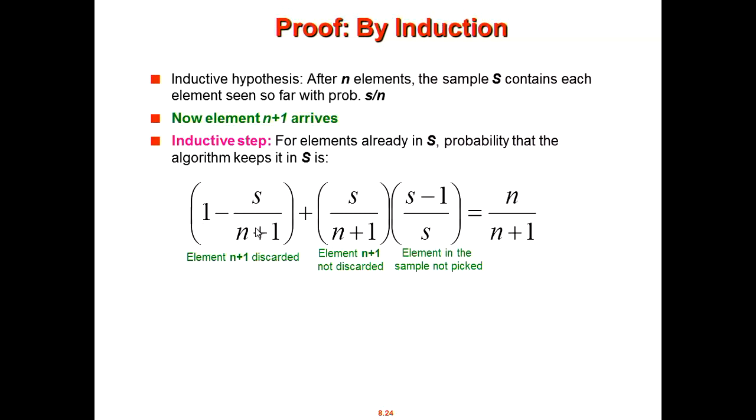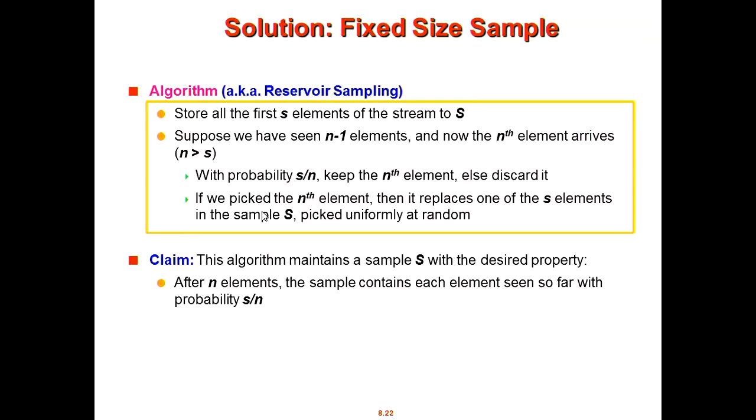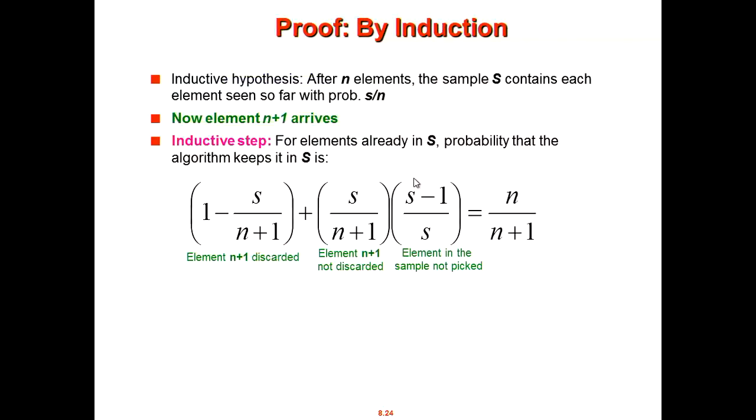Go back to this algorithm: the first step is that with probability S over n plus 1, we keep the new element, okay? So the probability of discarding this element is 1 minus this probability. With this probability, we discard the new element, and all the elements in S will be kept. They will not be changed. So that's the first situation. And the other case is that the new element is not discarded. The probability is S over n plus 1. With this probability, the new element is not discarded.